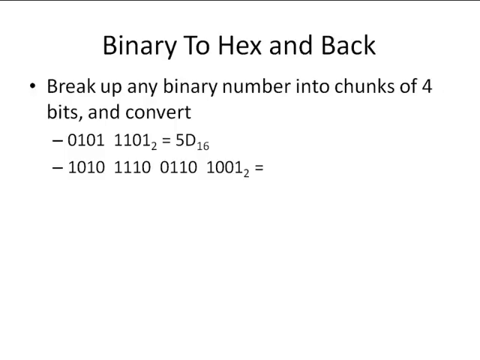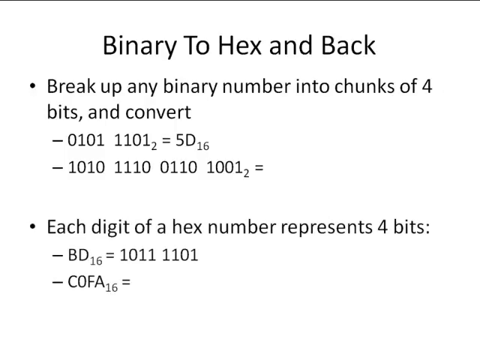If you're converting a binary number that's got 6 bits, you take the least significant 4 bits, convert that to hex, and then add another couple of leading zeros, and then you can convert it into 2 hex values. And there's another one there left as a challenge for you. And converting the other direction, each digit of a hex number represents 4 bits. So to convert BD, we convert the B and that becomes 1011, and we convert the D, that becomes 1101. And there's another challenge where you convert the C0FA in hexadecimal. What's that in binary?